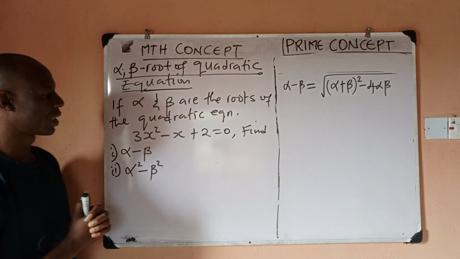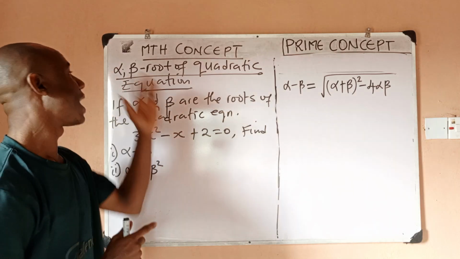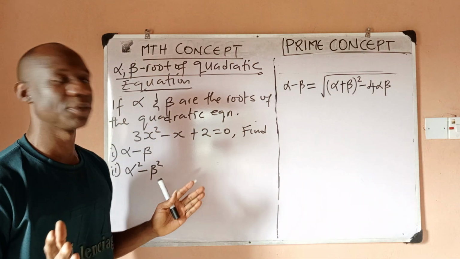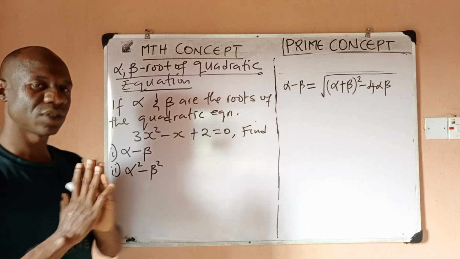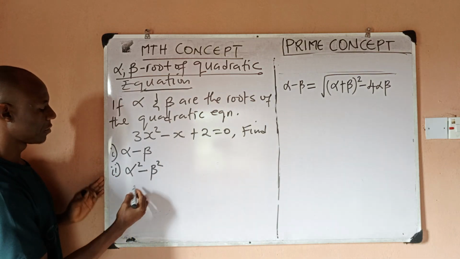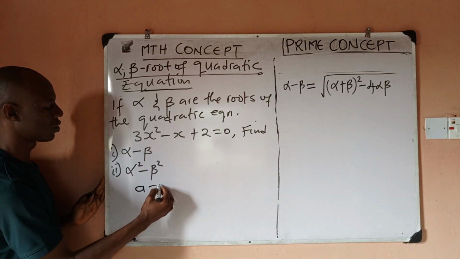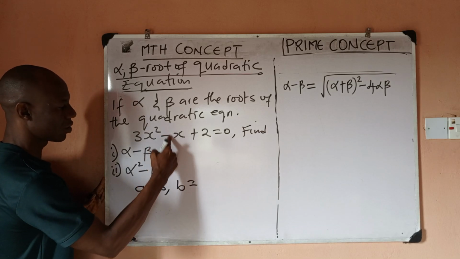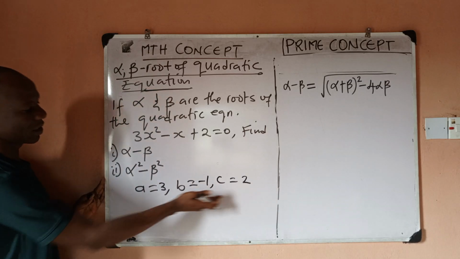Now, very quickly, I told you that anything they want you to get in terms of alpha and beta, the first thing you want to find before solving the problem is alpha plus beta. Find alpha beta. Those are the first things to find. So firstly, I'll notice that my A from this is equal to 3. B is equal to minus 1. Then C is 2. So these are what I have.